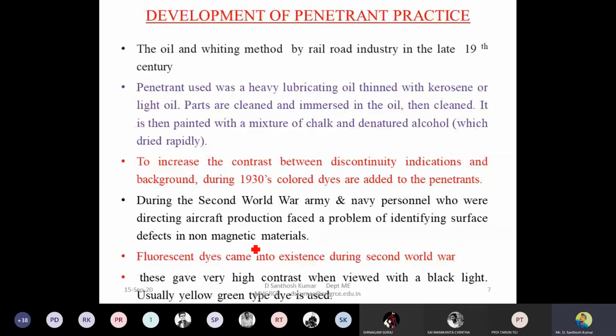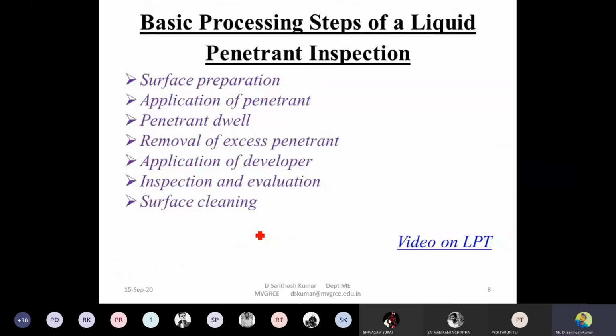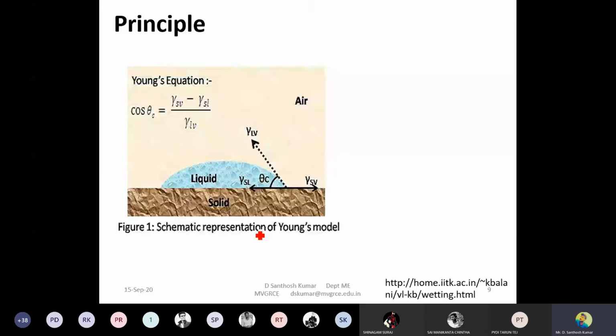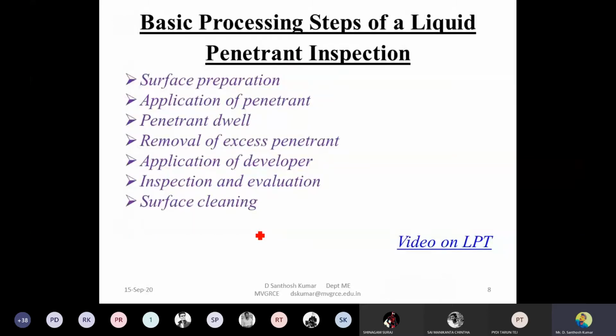Okay, so this is the major history as well as the principle and development of penetrants and practice. So what are the steps majorly involved in this liquid penetrant test? First, we clean the surface, and surface preparation is very important. I will explain why surface preparation is very important, what will happen if you do not properly clean the surface, and how it will affect your results.